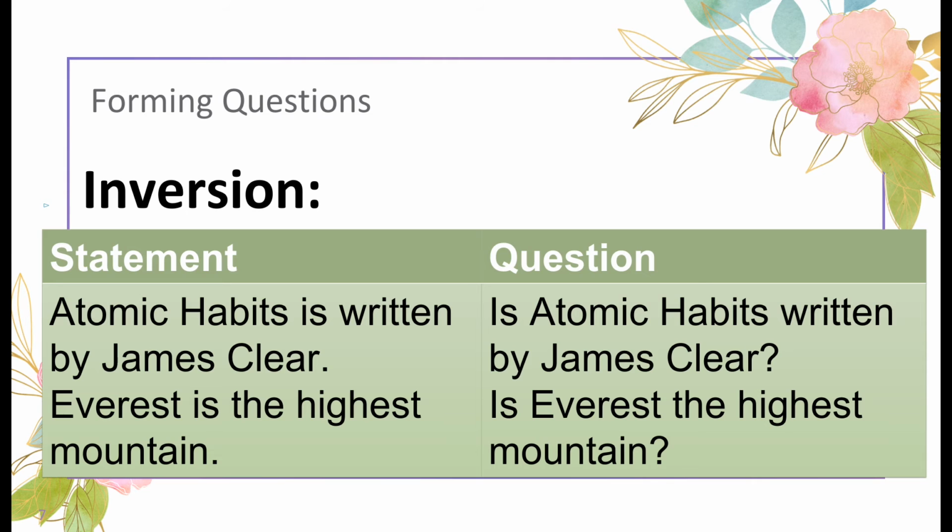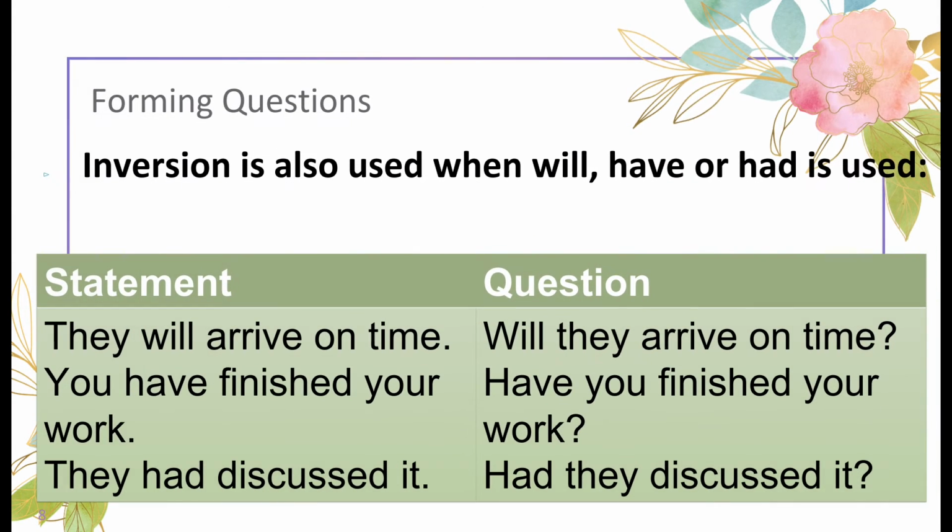Now let's look at the second statement. Everest is the highest mountain. Everest is the subject and is is the main verb in this particular sentence. So this verb will come first and the subject will come later in the question. Is Everest the highest mountain? Becomes the question. Now let's see in what other situations we apply inversion to form questions.